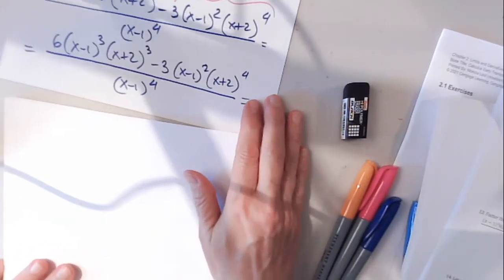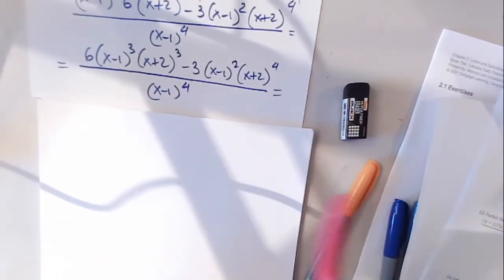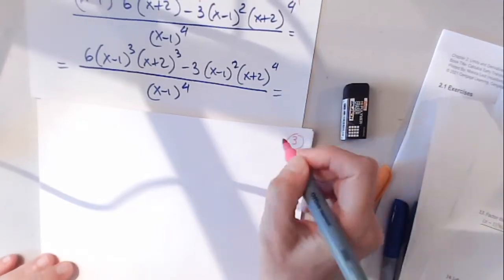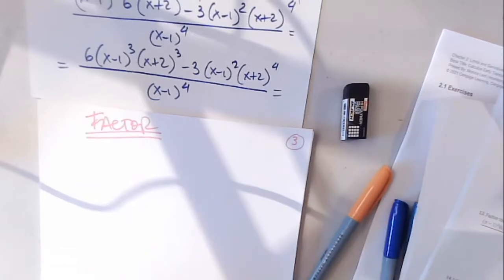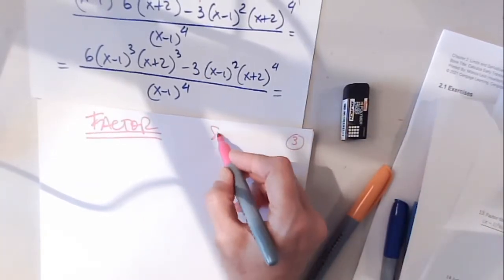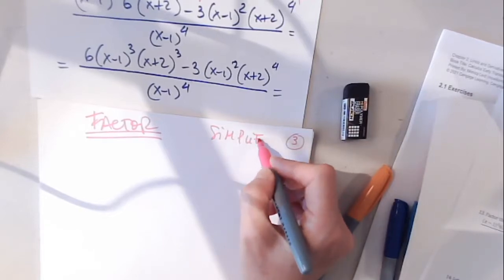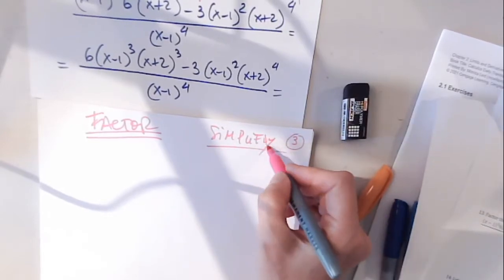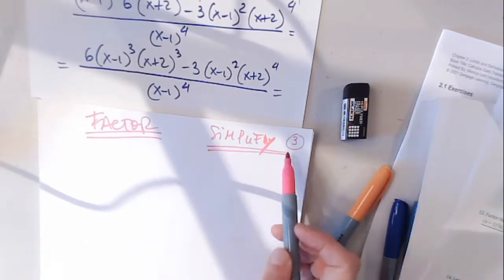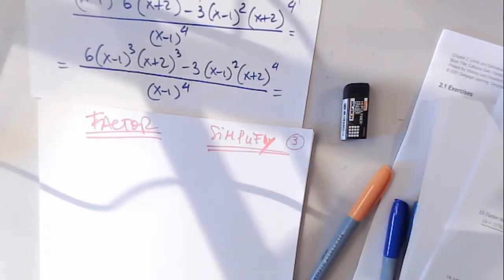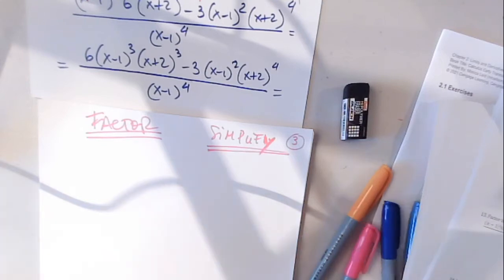So always keep in mind 2 keywords in math. They are factor, a very important keyword. You should always have it in the back of your mind. And the other keyword is simplify. Factor and simplify. Sometimes they mean the same thing, depending on the problem.